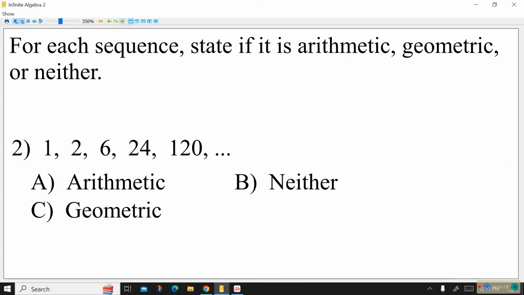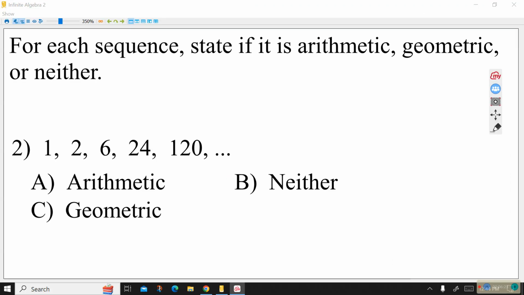For number 2 right here, we should have neither. The reason we have neither is because it's not adding the same value every single time. We have a few issues to deal with. We can see that maybe the first time it's adding 1, but then after that, it's adding 4. So I can cross out arithmetic right away. It's not an arithmetic sequence because it is not adding the same thing every time.